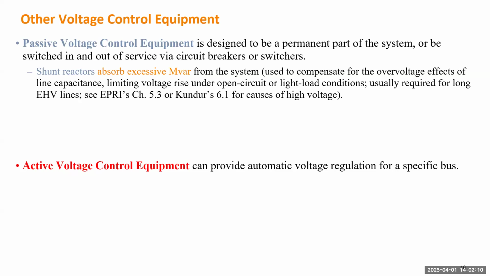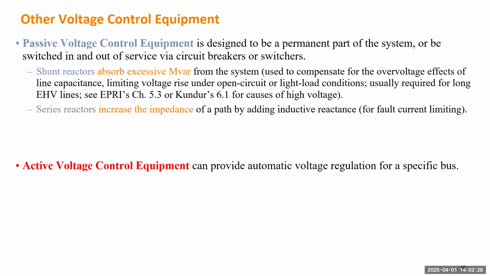Usually the shunt reactor is needed for open circuit or light load conditions for a long transmission line. So later I have a slide to explain why we need shunt reactors for high voltage long transmission lines under the light load condition. A series reactor actually is not a voltage control device. It will consume some reactive power, but the main purpose of a series reactor is just to increase the impedance of a path if you want to limit the current.